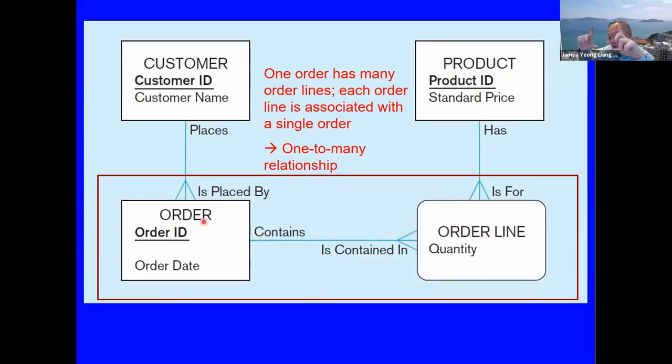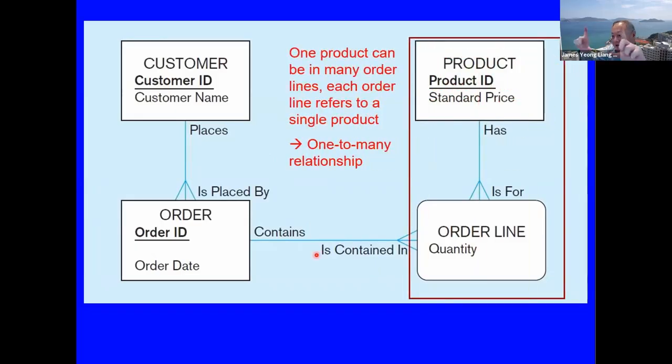Now inside an order, which is a receipt, right? You may see many lines, right? So I may have many order lines. So each order can contain many order lines. Each order line belongs to one particular order. So this is still a one-to-many relationship, okay?